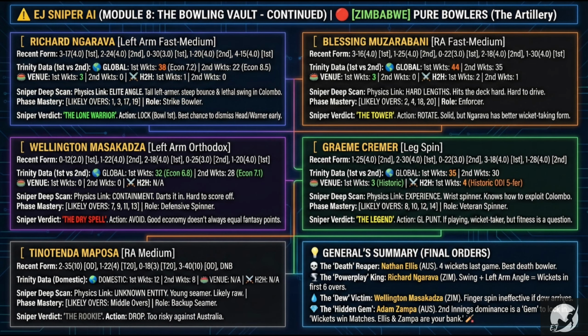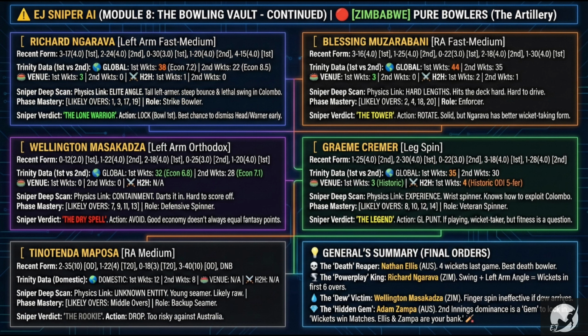Sniper, shift your sights to the Zimbabwean artillery. Target 1, Richard Ngarava. We call him the Lone Warrior. This is a physics matchup. As a left-arm pacer, he creates the elite angle that troubles right-handers. The order: if Zimbabwe bowls first, he is a lock. He is your best bet to knock over the Australian openers in the power play.